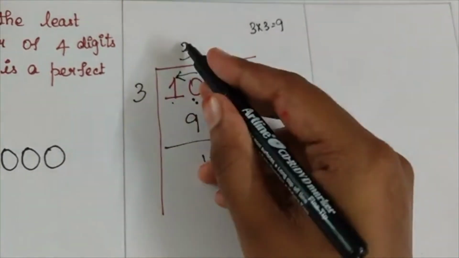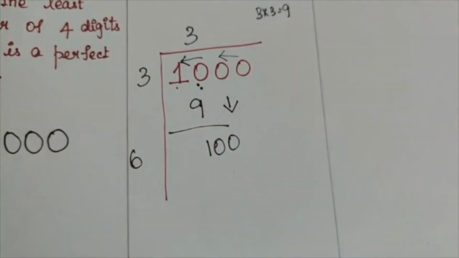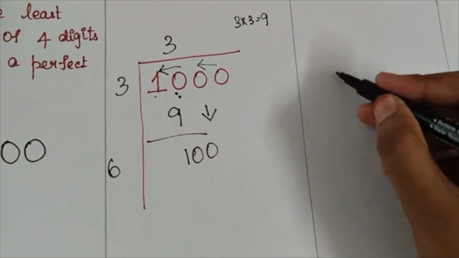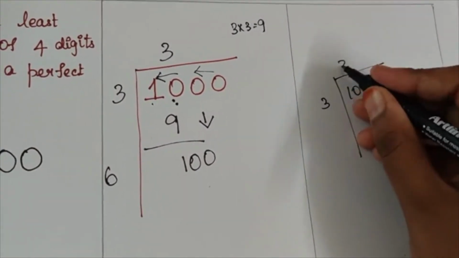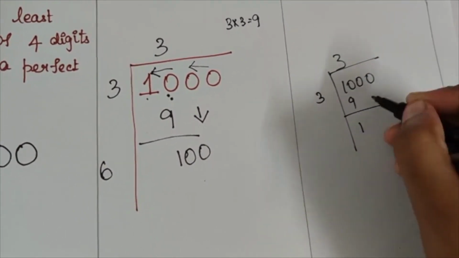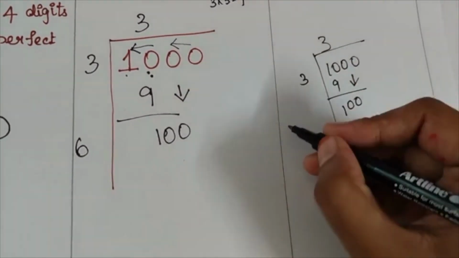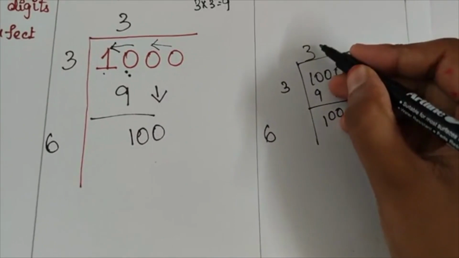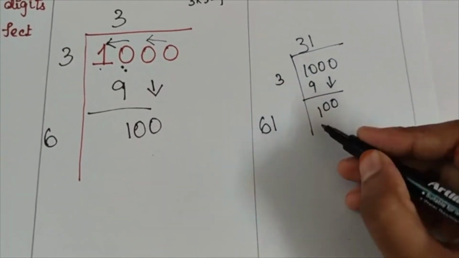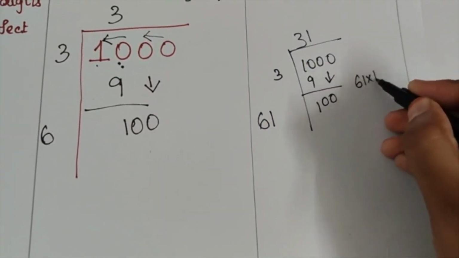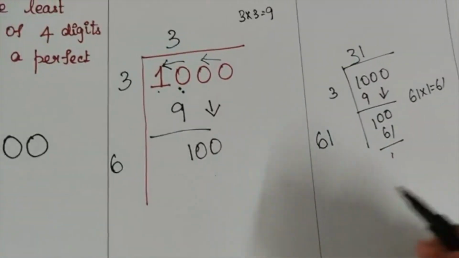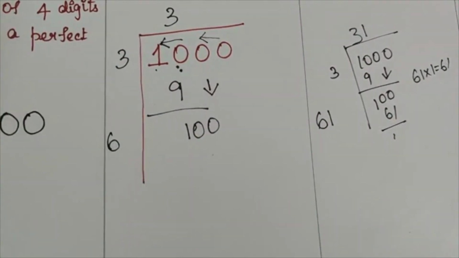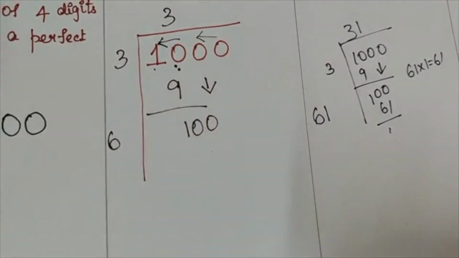100. 3 plus 3 is 6. So what is the general number we'll put here? Whenever we are performing a division like this, 1000. 3 3s are 9. 100. So we just need to put 1 here, because 1, 1, we get 61 into 1, 61. So we get 61. But what I told you, whenever we are performing, what number must be added.